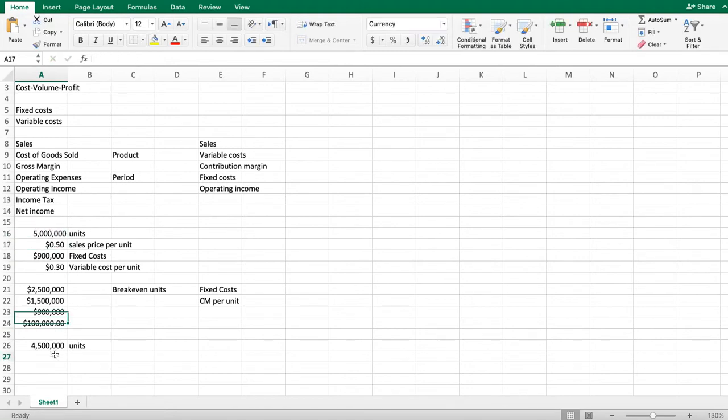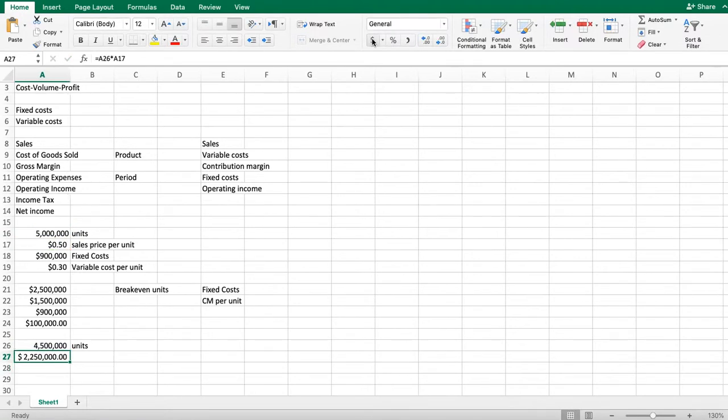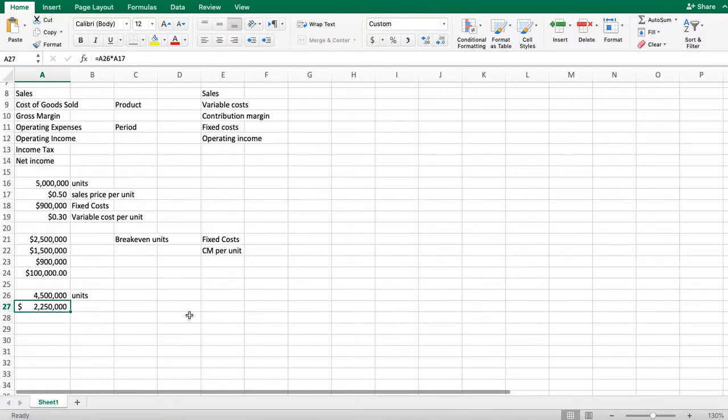So you can do it either way, but it asks for break even in sales dollars, and so I'm going to take that number of units I need to sell to break even times my sales price per unit, and that is in dollars. And so I need to sell $2,250,000 worth of my product in order to break even.